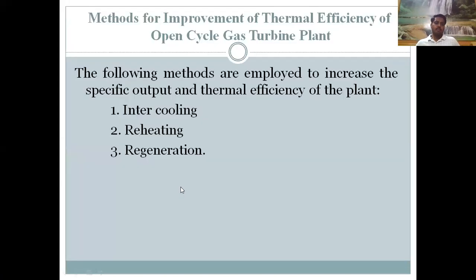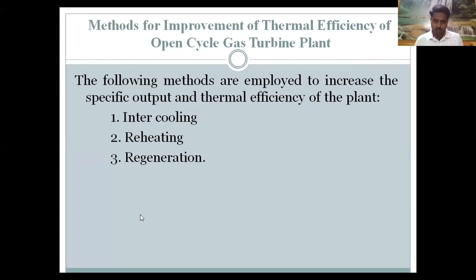Now, the next topic is methods for improvement of thermal efficiency of open cycle gas turbine. The following methods are employed to increase the specific output and thermal efficiency of our power plant. The first one is intercooling, the second one is reheating, and the third one is regeneration. Now we are going for the first one, intercooling.